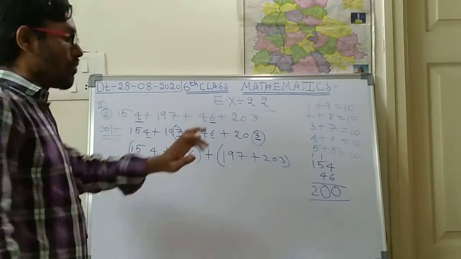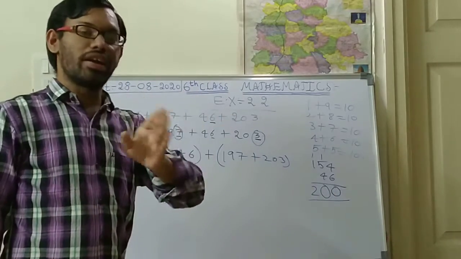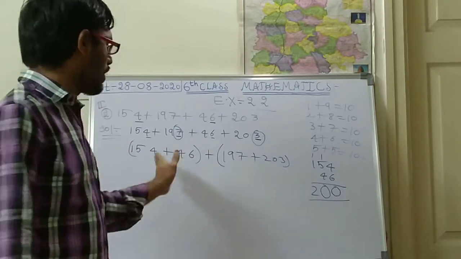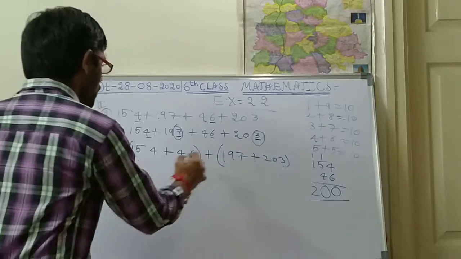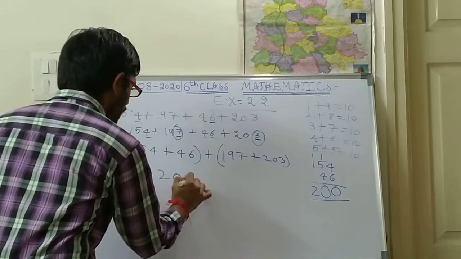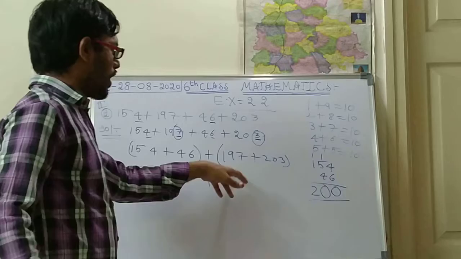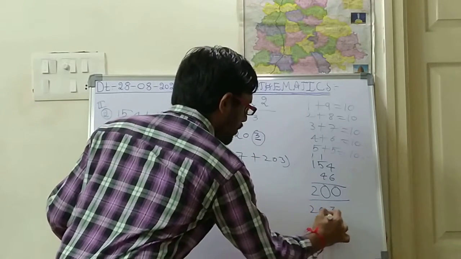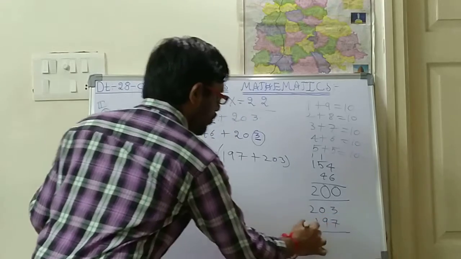200 we got. So that means, as I said, either tens or hundreds or thousands or 10,000, like that it will come. Based on the number of digits it will be coming. So here, what is the result? 200 plus, next, 197 plus 203. What is 203 plus 197? So what is this result?